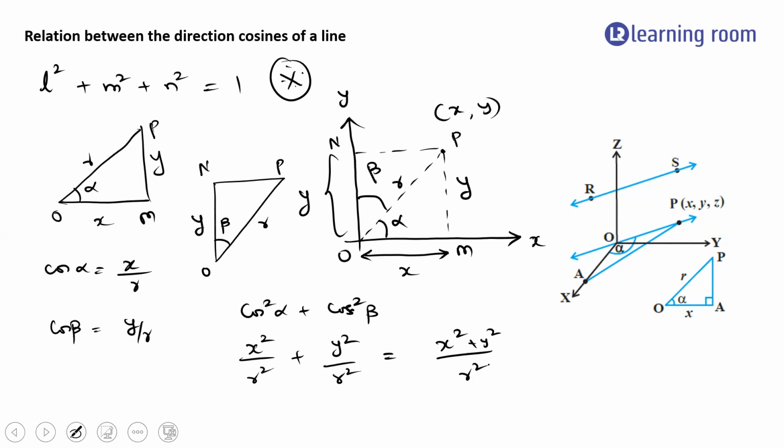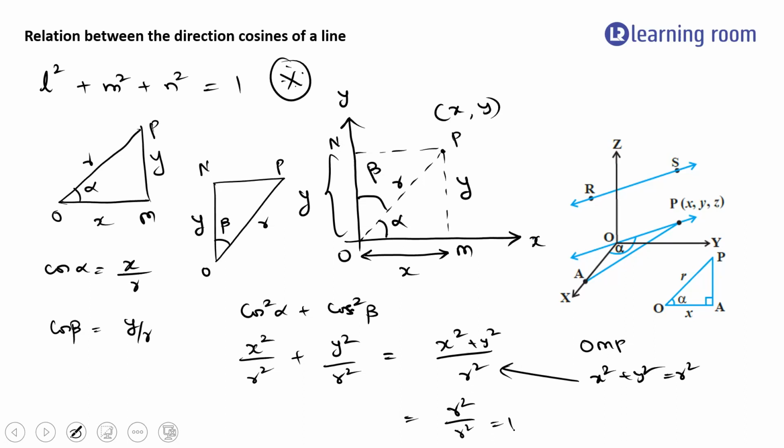But from a right angle triangle, what can I say? From right angle triangle OMP, I conclude that x square plus y square is r square. If I substitute the value, I get r square divided by r square. So what are you able to understand? Cos square alpha plus cos square beta is going to be 1.